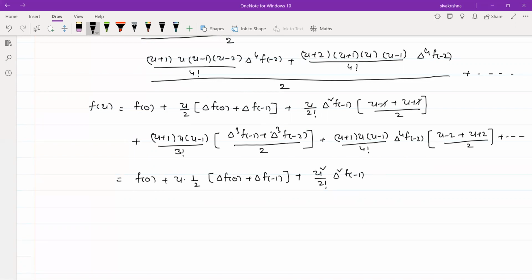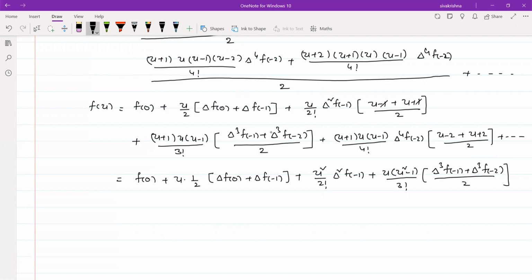Okay, once again, u plus u means 2u. 2u by 2 means u. So u into u gets u square. So u square by 2 factorial into delta square f of minus 1. So similarly, coming to the next term, plus, we can write this as u into u plus 1 into u minus 1, which can be written as u square minus 1. Okay, u into u square minus 1 by 3 factorial into delta cube f of minus 1 plus delta cube f of minus 2 by 2.